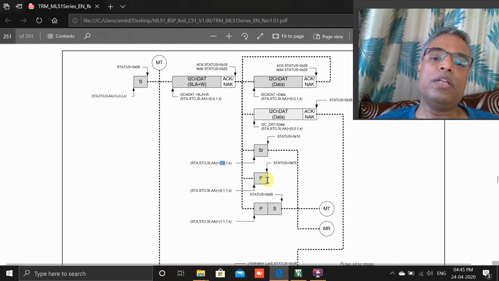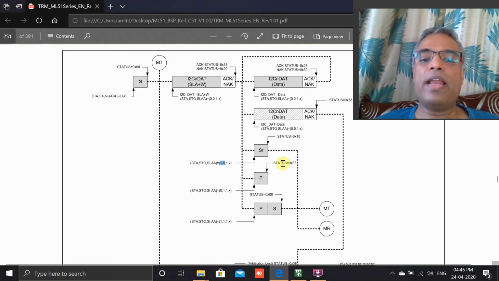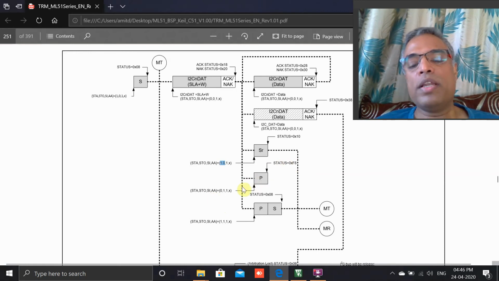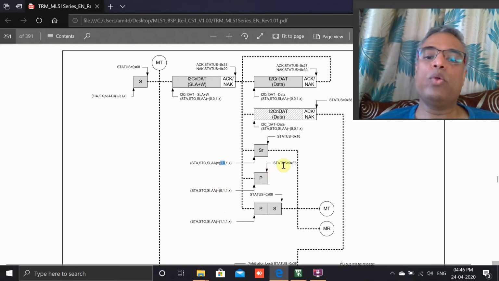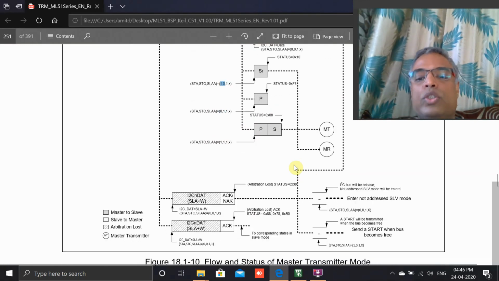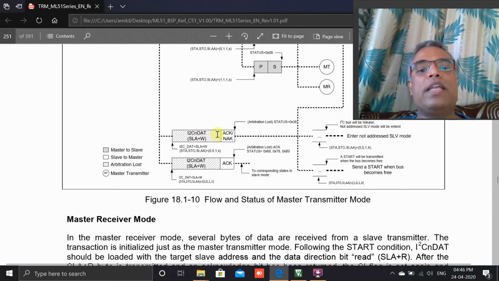Okay, so here we know that once we have the stop bit, the status is 0xF8, and when it is 0xF8, we will not get an interrupt. The interrupt is not generated when a stop bit is put onto the I2C bus. So that has to be kept in mind, that there will be no interrupt when the stop condition is generated. Okay, so going further, then we have points where arbitration can take place.